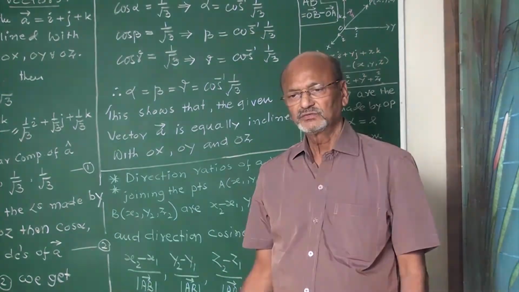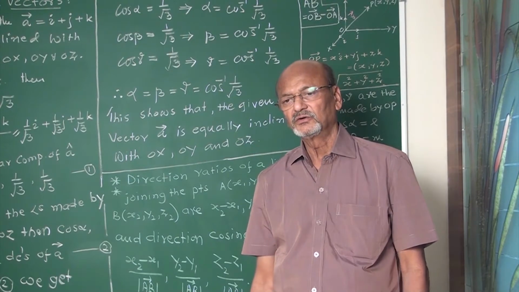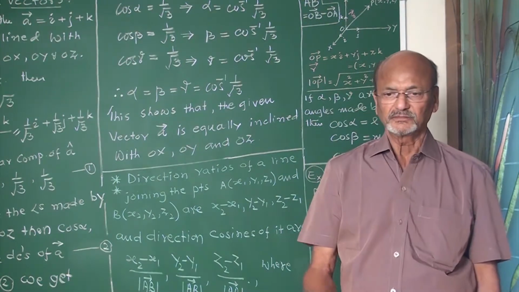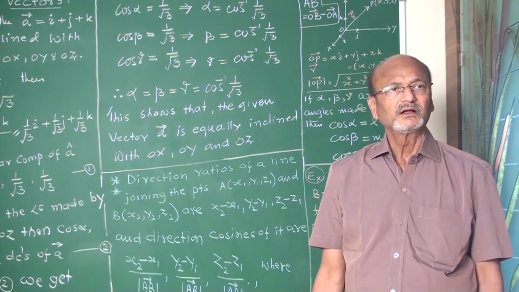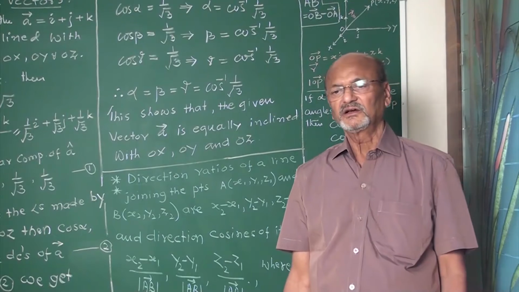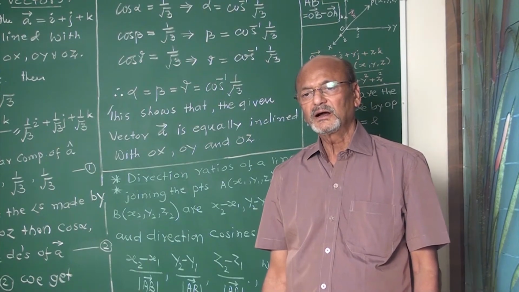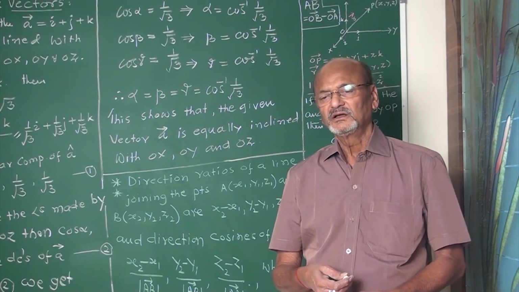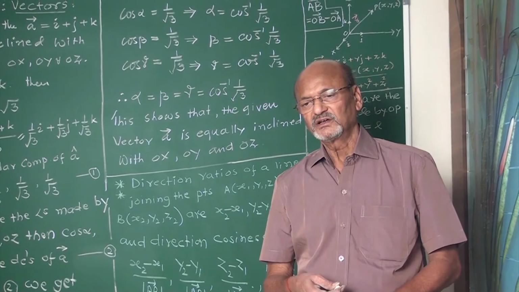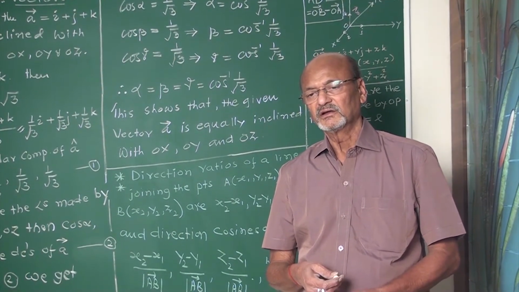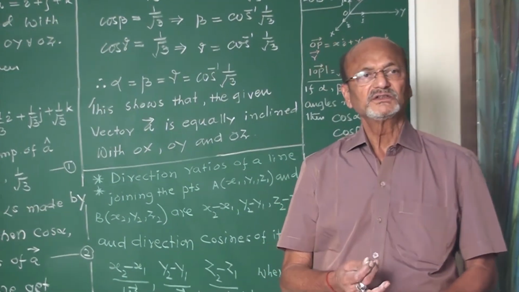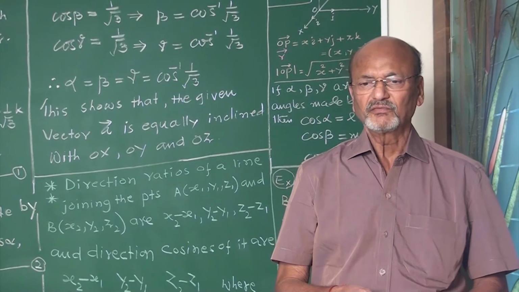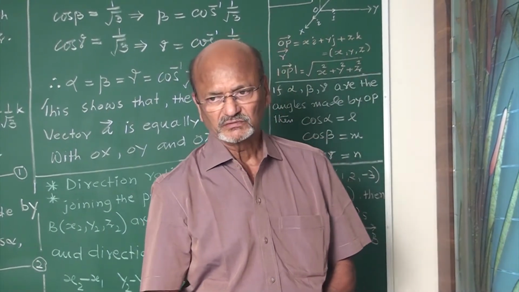Friends, we are dealing with vectors, specifically the direction cosines of a vector. Direction cosines of a vector A are the scalar components of A cap. What is A cap? It is the unit vector in the direction of vector A. That definition is given, and I have done examples based on that definition. After that, I gave another definition.